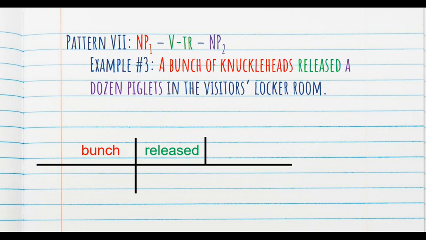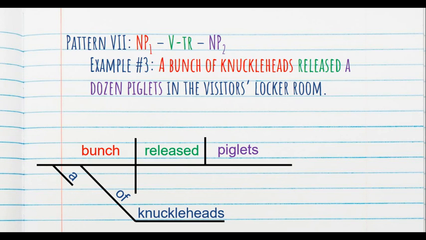And so in the visitor's locker room is in a prep phrase. And so here's a dozen piglets. It's like saying 12 piglets. So piglets is my direct object. Let's get piglets in here. All right, let's add in those words of a bunch of knuckleheads. And then it is released them in the visitor's locker room, and we have a dozen piglets.